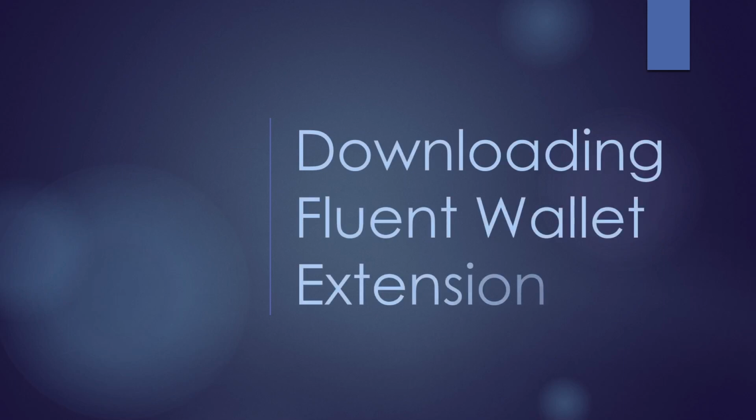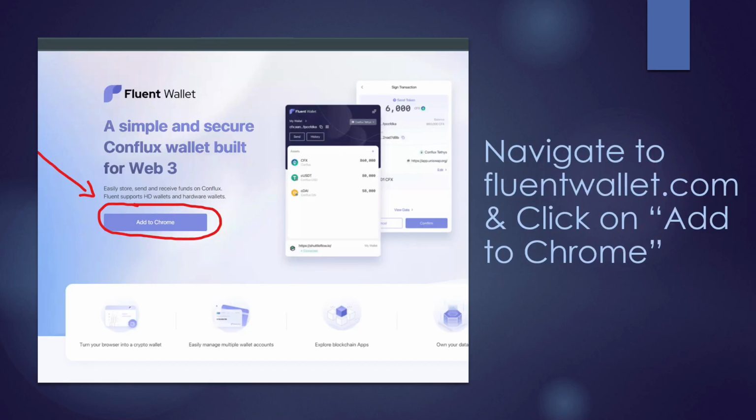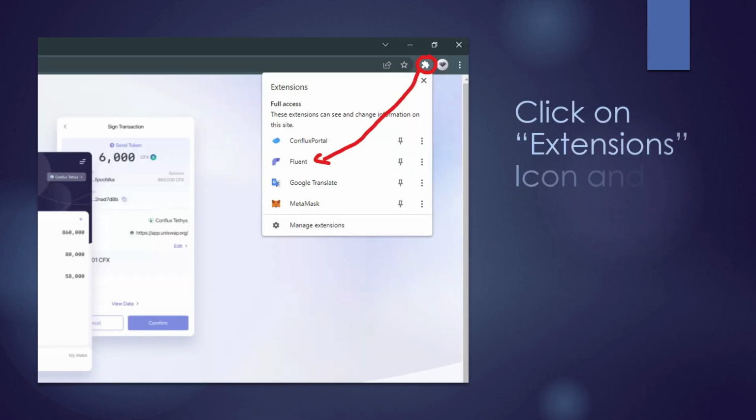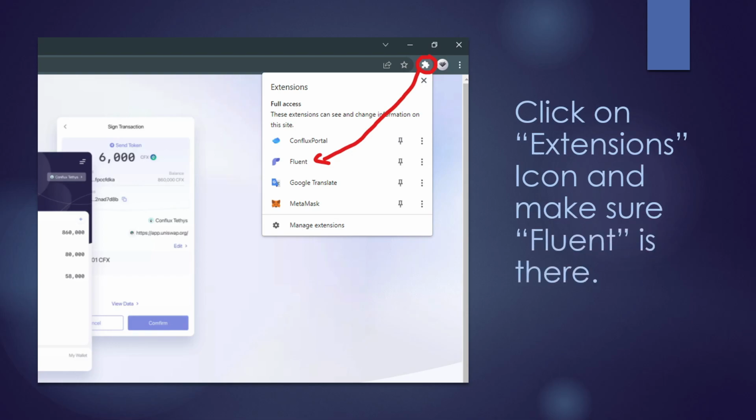First thing is downloading the Fluent wallet extension. You're going to want to navigate to fluentwallet.com and click on the Add to Chrome button that you see right there on the screen. You're then going to click on the extensions icon and make sure that Fluent is there and download it into your browser.